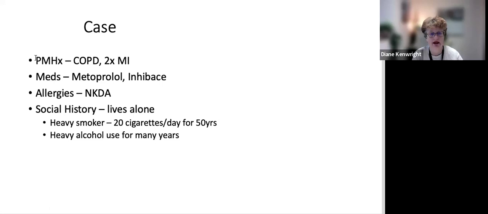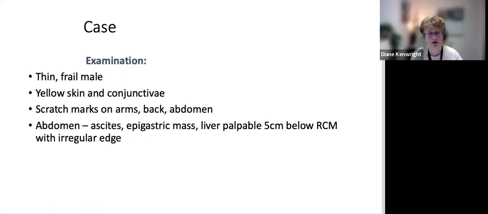He has a nondescript past clinical history, no allergies, lives alone, and has had heavy alcohol use for many years. This is an important part of the history. On examination, we would find a thin, frail man with yellow skin because, of course, he's got obstruction of the common bile duct. He's got scratch marks because it's itchy. We've got ascites, an epigastric mass, and an enlarged liver with an irregular edge.